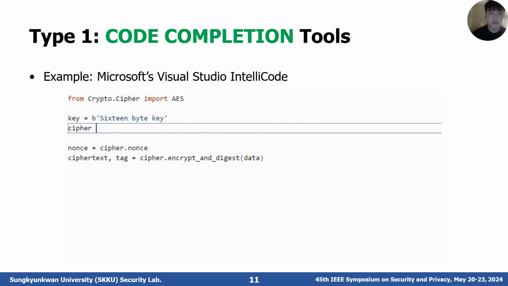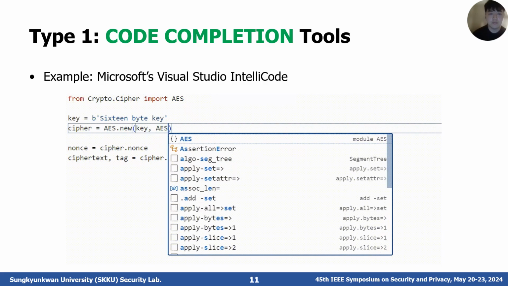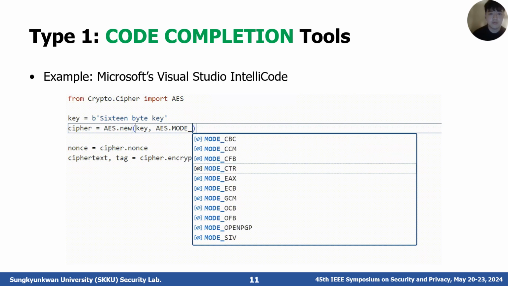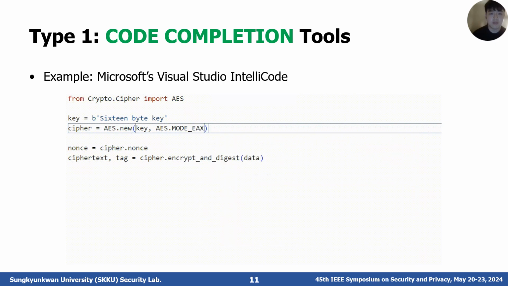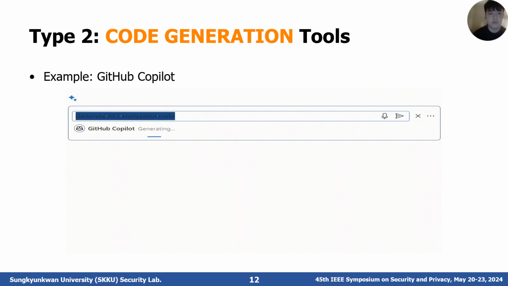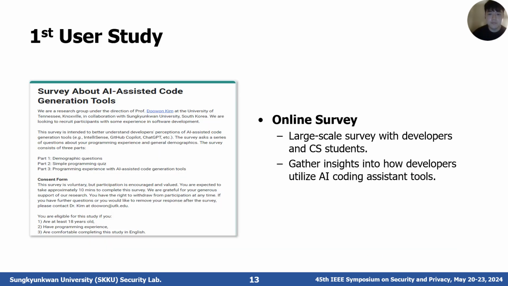In our work, we categorize the AI coding assistant tools into two types: code completion and code generation. The code completion tools suggest potential code based on the code that the developers have already typed. On the other hand, the code generation tools generate source code by using the user input in the form of natural language descriptions. To answer the research questions, we designed two user studies.